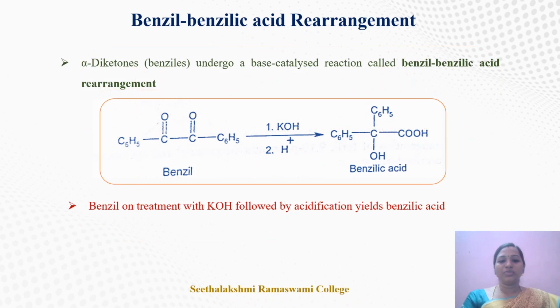The next rearrangement which we are going to see is the benzil benzilic acid rearrangement. So alpha diketones, that is benzils, undergo a base catalyzed reaction called the benzil benzilic acid rearrangement. So here, benzil on treatment with potassium hydroxide followed by acidification yields benzilic acid.